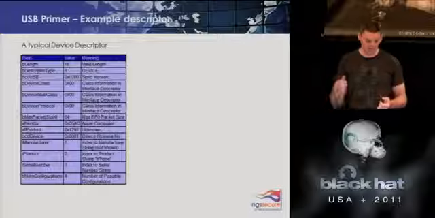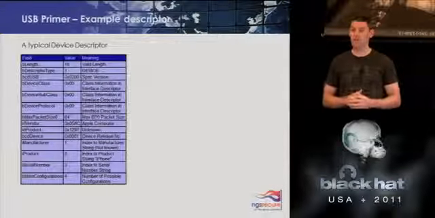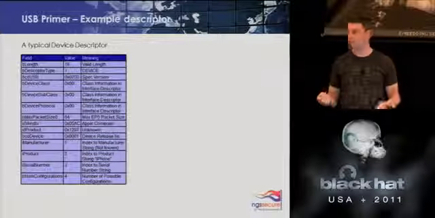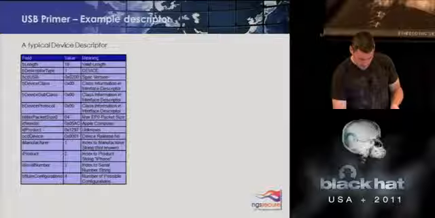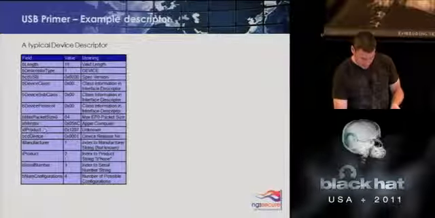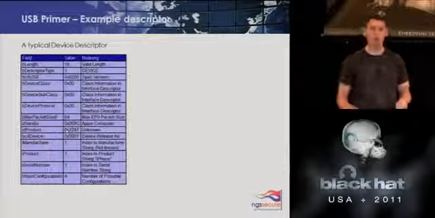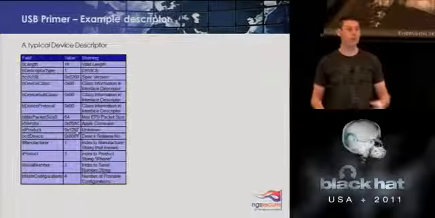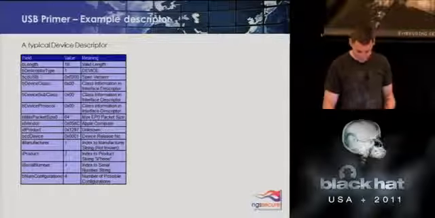So I mentioned device descriptor. Here's an example of one. All these descriptors are just data structures that are exchanged at the time when the USB device is plugged in. And the vendor ID and product ID, these numbers here, are what are used to identify which device driver to load in the operating system.